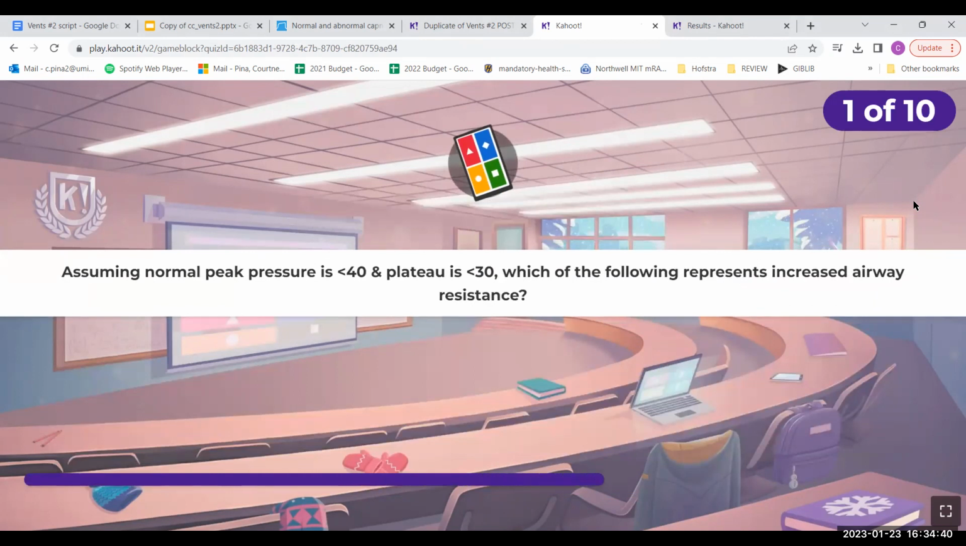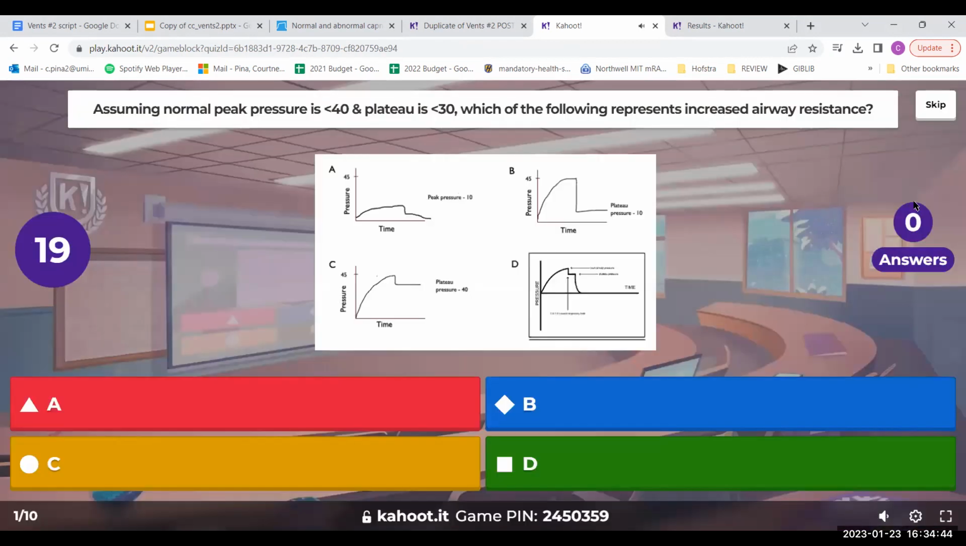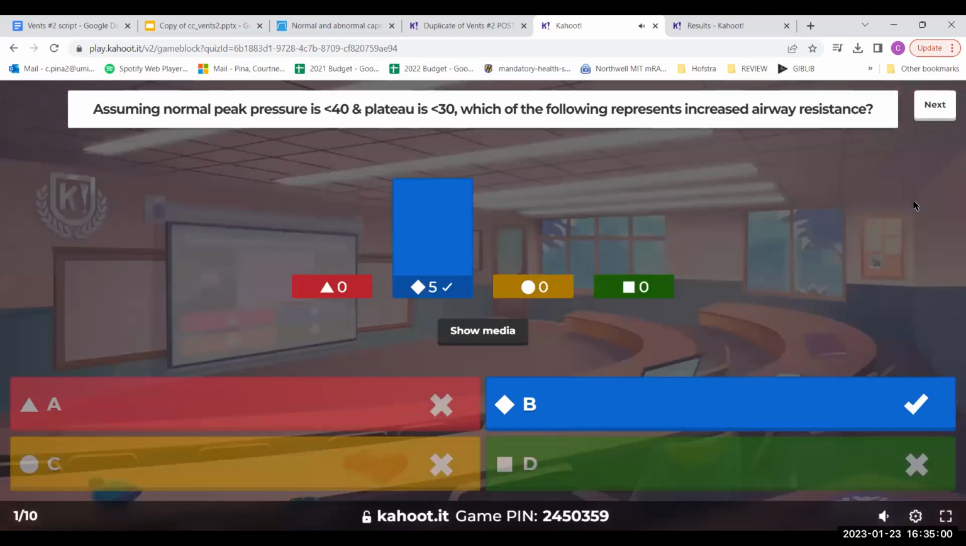All right, so similar question as before. This time we're actually going to know what the right answer is. So we got airway resistance. Perfect, guys. Good job.